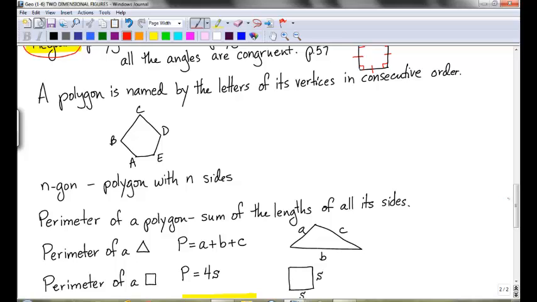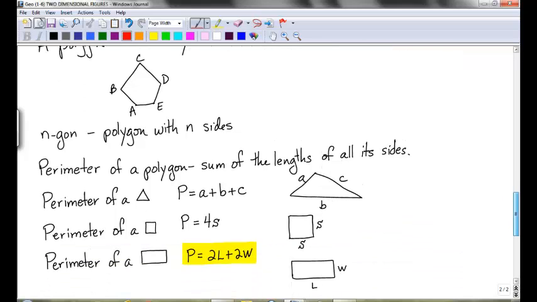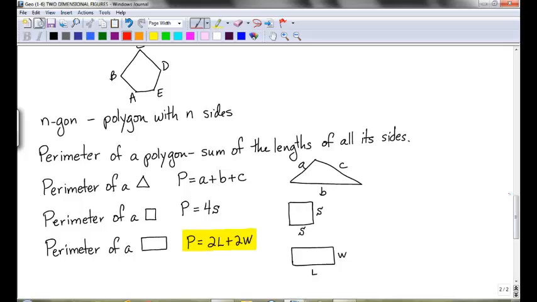The perimeter of a polygon, you add all the sides. Perimeter means you add all the way around. The perimeter of a polygon is the sum, so you add the lengths all the way around. Perimeter of a triangle is usually, they label the sides A, B, C. You just add them up. Use P for perimeter. For a square, each side is S. So the perimeter of a square, you could go S plus S plus S plus S, but it's easier if you just say 4 times S.